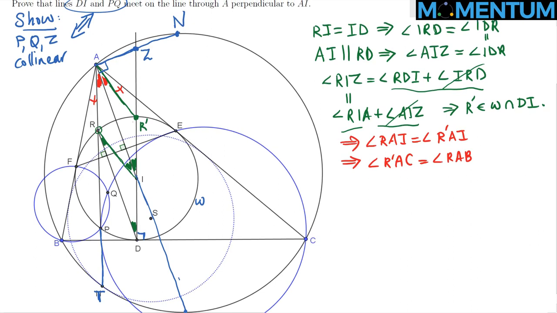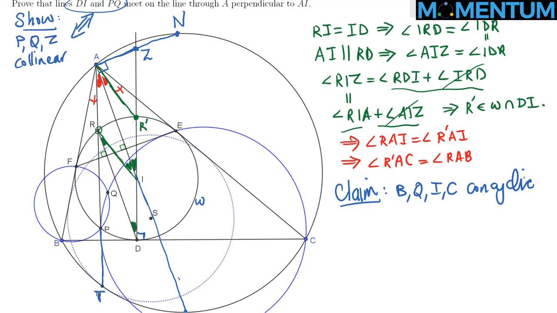So that was quite a lengthy proof. Now in the second part, this part is quite easy. I want to chase further angles to establish some cyclic quadrilaterals. In particular, I'm interested in, so let's write it as a claim. I claim that B, Q, I, C are concyclic points. And the proof is rather straightforward. It's just some angle chasing.